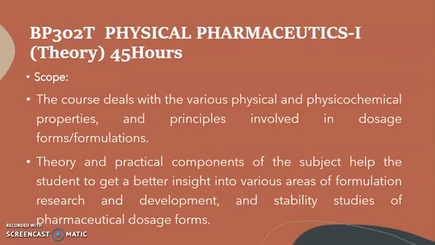Subject code BP302T Physical Pharmaceutics 1. Allocated hours 45 hours. Now, talking about the scope of this subject, this course deals with the various physical and physicochemical properties and principles involved in dosage forms and formulations. Theory and practical components of the subject help the student to get a better insight into various areas of formulation research and development and stability studies of pharmaceutical dosage form.